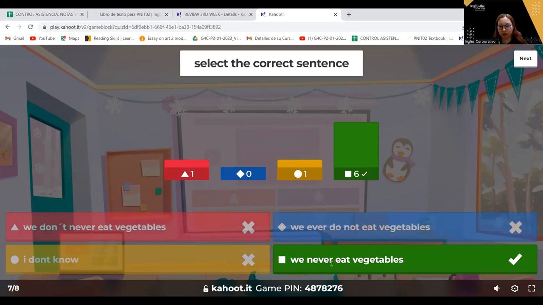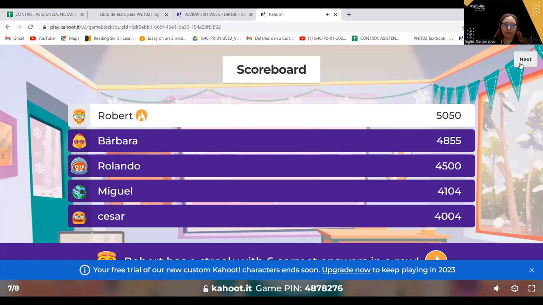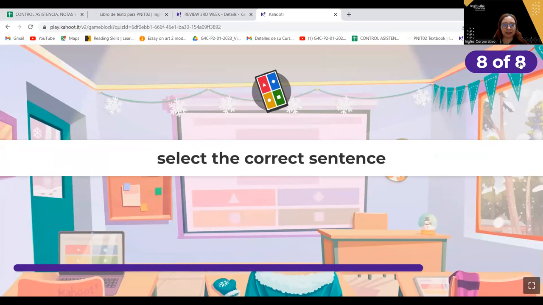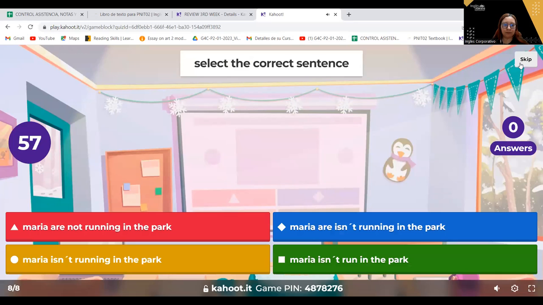We never eat vegetables. Cuando ocupamos el never, no ocupamos auxiliar negativo. La palabra never está haciendo ese trabajo en la oración, right? Very good. Okay. And now we're going to the last one. Vamos a la última. Select the correct sentence.